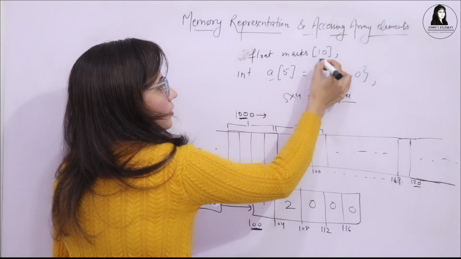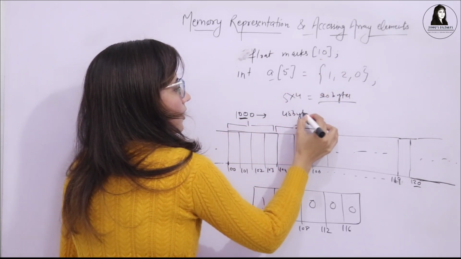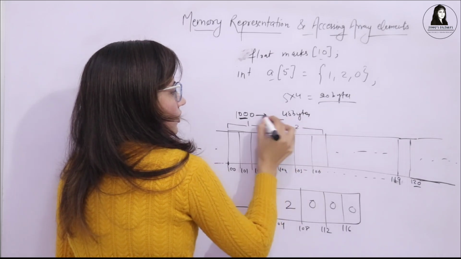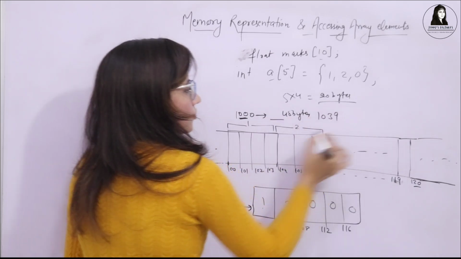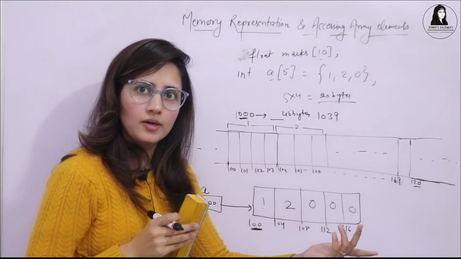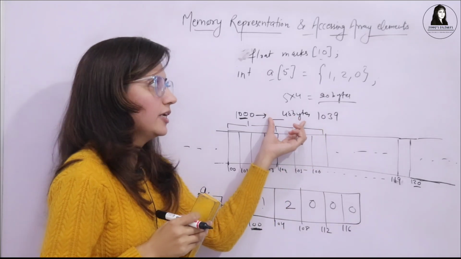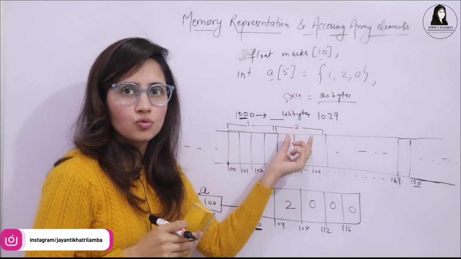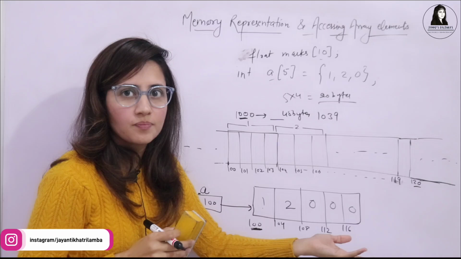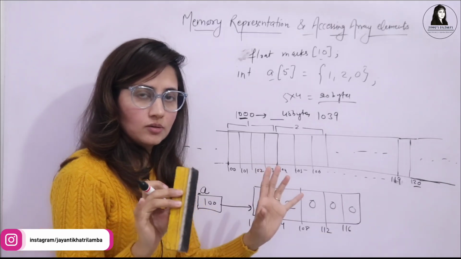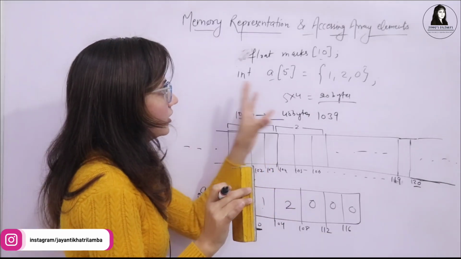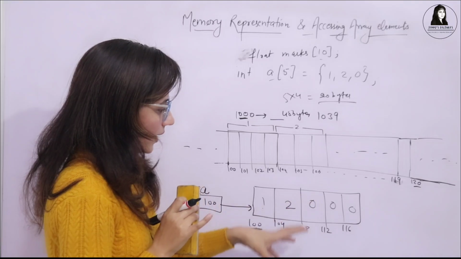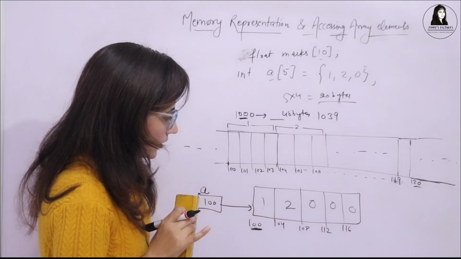How many bytes are to be allocated for this? 40 bytes, contiguously in memory. From 1000 to 1039, 40 bytes, right? It's up to how much data you store, how many elements you store, 1, 2, 3, 4, or 10 elements, right? So this is the memory representation of the array elements. So this is how the array's elements are to be stored in memory, right?